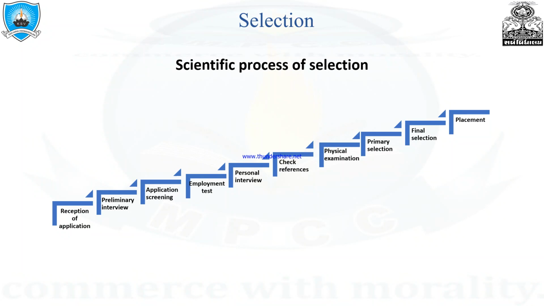Now the second step, preliminary interview. The main purpose of the preliminary interview is to select proper, suitable candidates for the next procedure. If the recruitment officer feels that the applicant is not suitable or his or her qualification is not good, then he rejects them at the preliminary stage.